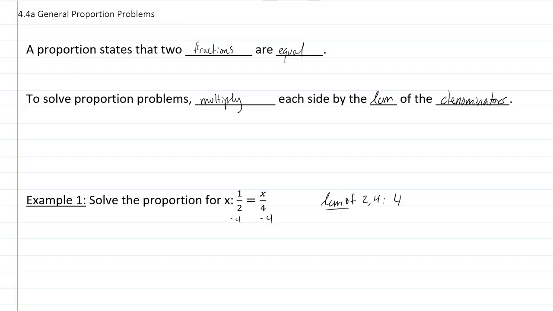What happens is the 4 on this side cancels, and the 4 is actually a 4 over 1. So this becomes a 4 over 2 equals x. Well, 4 over 2 can be reduced to 2, so 2 equals x, and that's our solution to the proportion. x equals 2. We can plug this in like any normal equation and check our solution if we so desired.